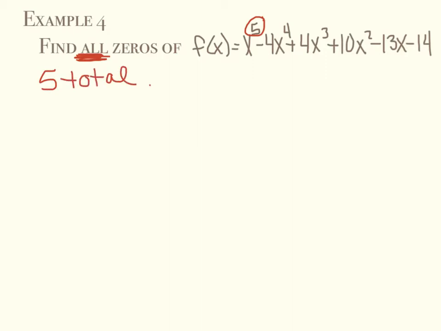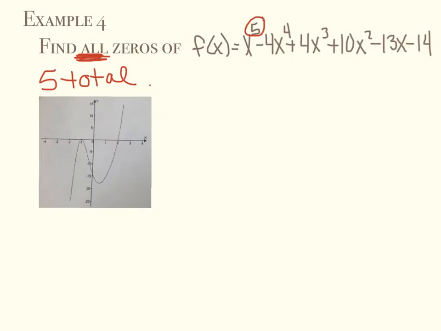And the easiest way to figure out where to start is to use your graphing calculator. So graph it in the calculator and look at all the possibilities. Instead of listing your possible rational zeros, we're just going to cheat and use the graphing calculator. And here's what it looks like.